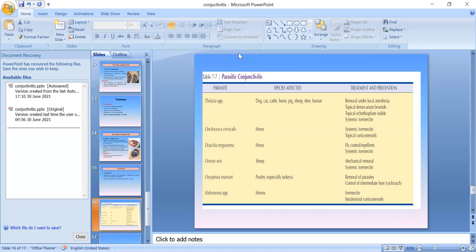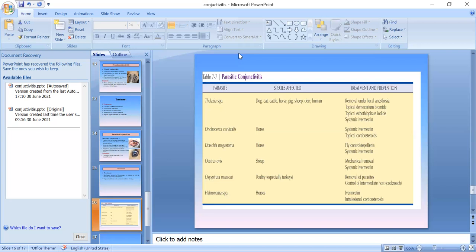Some terms: symblepharon means the bulbar conjunctiva is adherent to the palpebral conjunctiva. Ankyloblepharon is adhesion of the eyelids. Pterygium is a condition where there is growth of conjunctiva extending towards the cornea, and it can be removed surgically after ligation. Another is dermoid, a congenital embryonic condition in which there is misplaced embryonic cutaneous tissue on the conjunctiva.